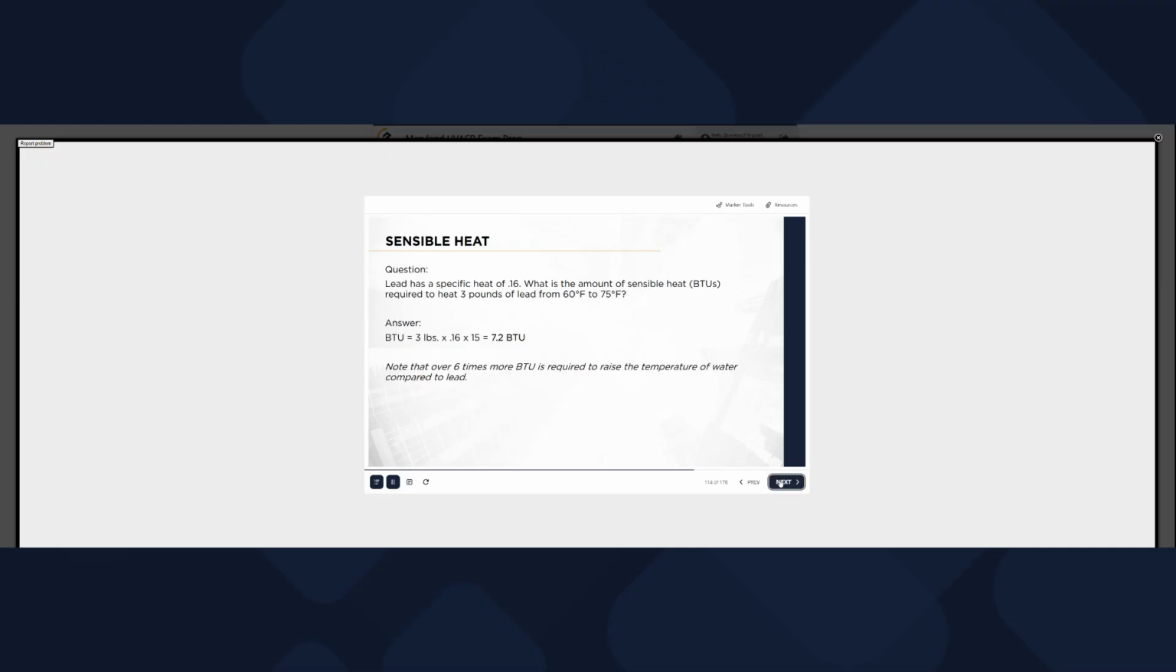Lead has a specific heat of 0.16. What is the amount of sensible heat required to heat 3 pounds of lead from 60 degrees Fahrenheit to 75 degrees Fahrenheit? Answer: BTU equals 3 pounds times 0.16 times 15 equals 7.2 BTU. Note that over 6 times more BTU is required to raise the temperature of water compared to lead.